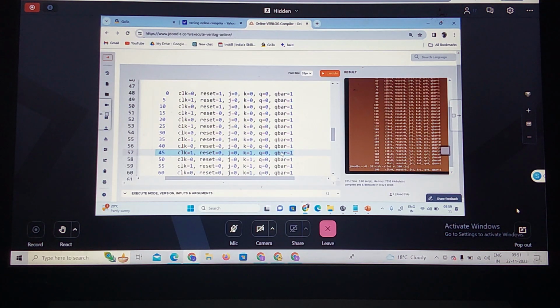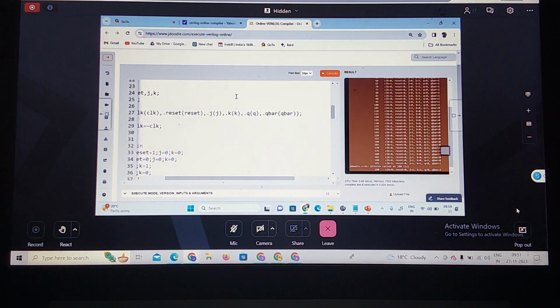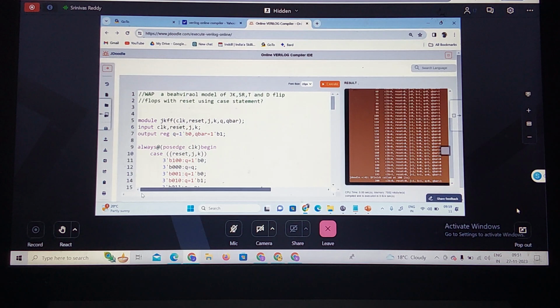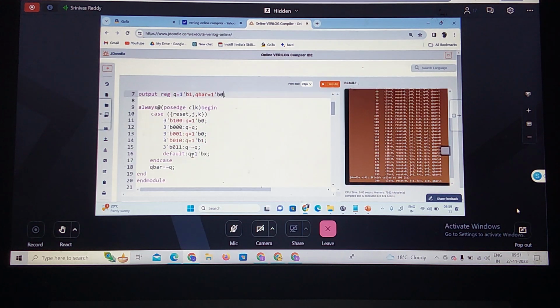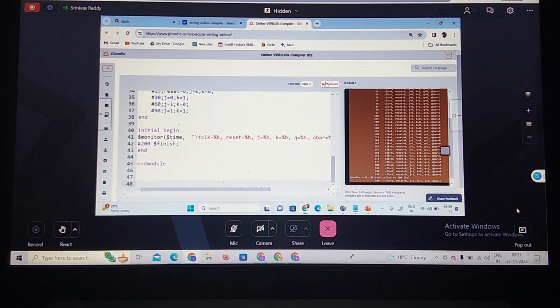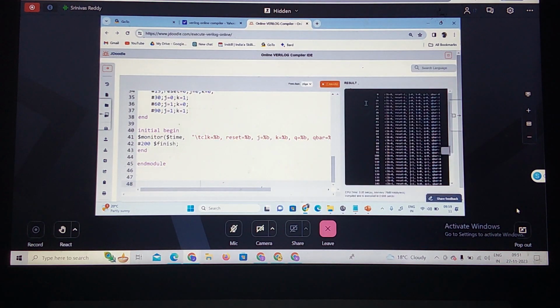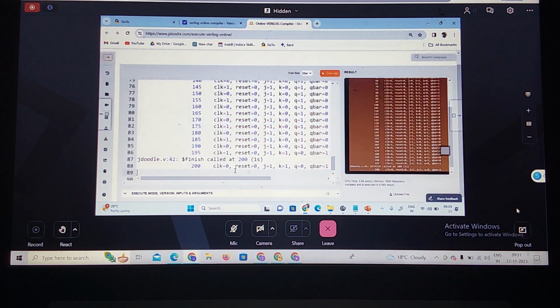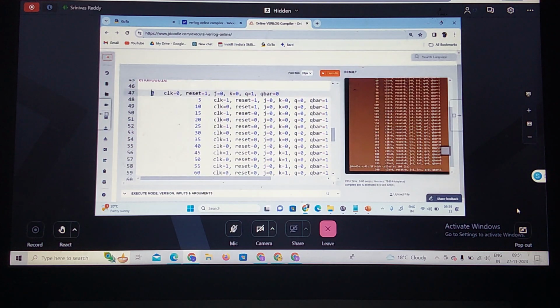Correct. Is it clear? Now if I make Q equal to 1 initially, and Q bar equal to 0, what output am I going to get? When J0, K0, memory state, correct? Let us run this program. Now J0, K0 memory state, correct? When J is 0 and K is 1, then it is a reset state. You can observe this output.